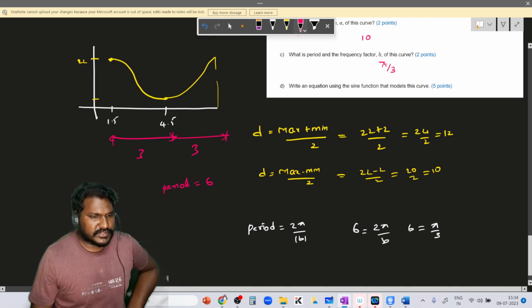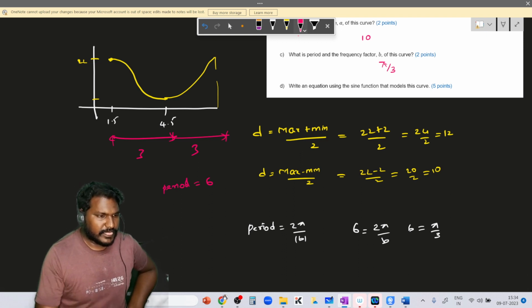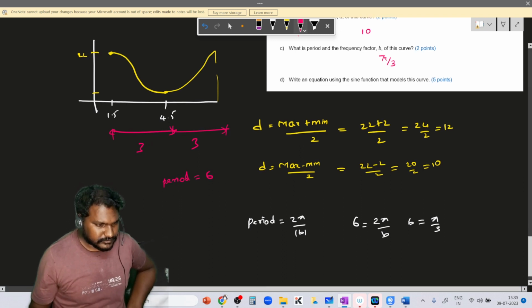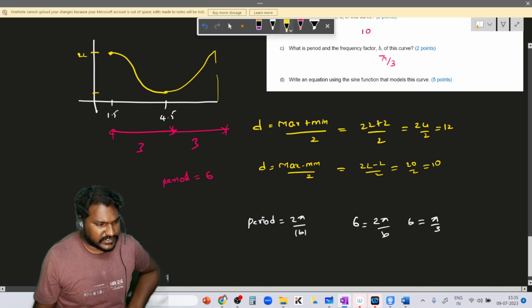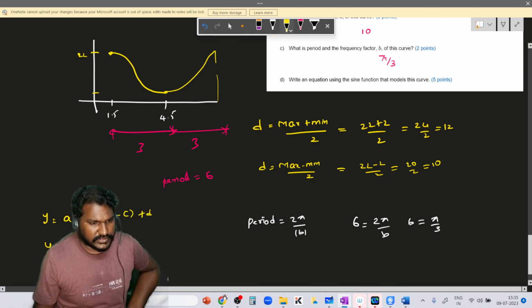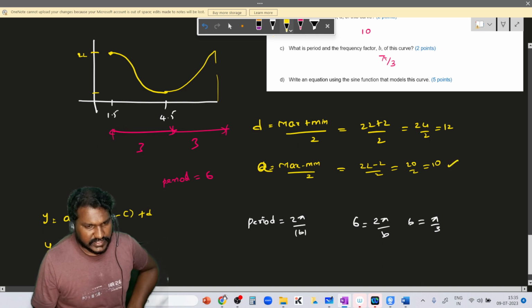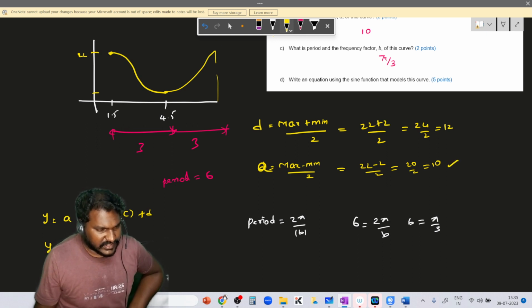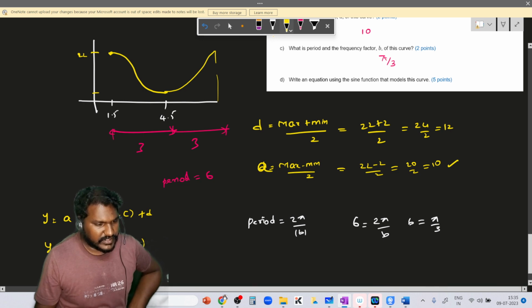And write the equation using the sine function of the sinusoidal curve. If you want to write the equation for the sine function, it will be y is equal to a sine b into x minus c plus d. So the a value we got is 10, b value is pi by 3, we didn't get the value of c yet, and d value is 12.